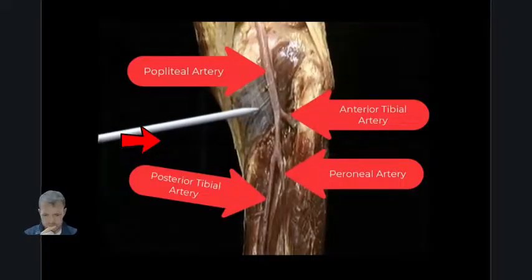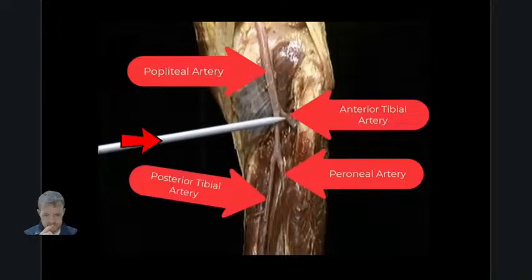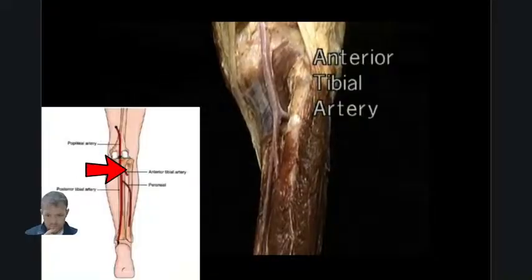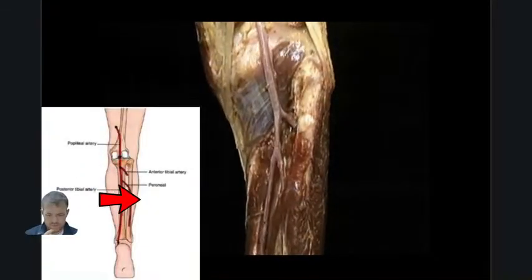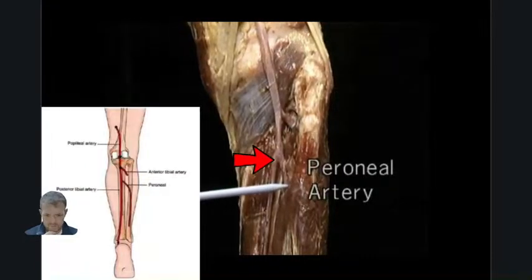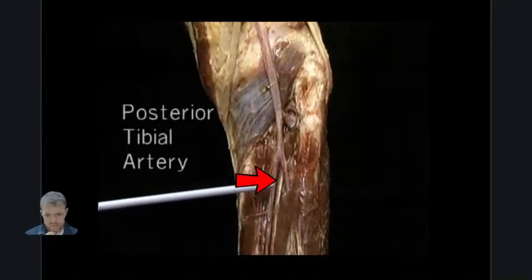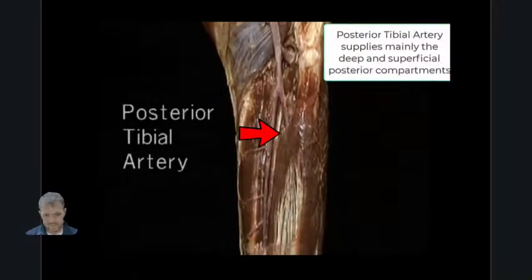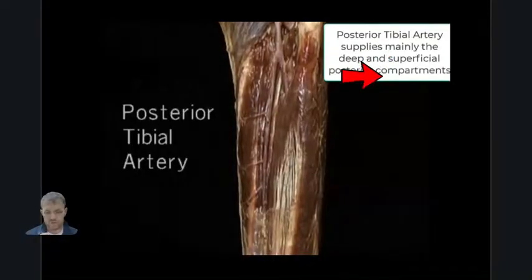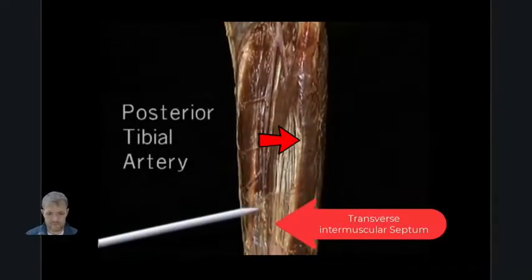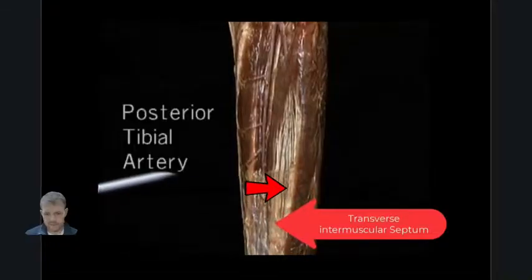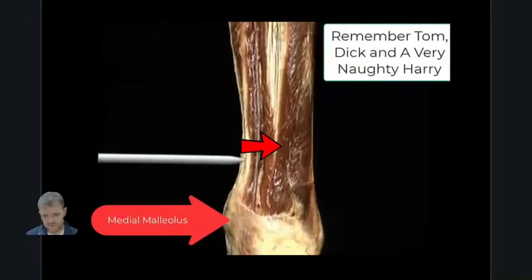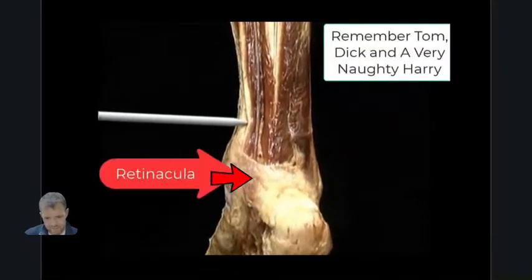Here we go. So there it is there. Anterior tibial, peroneal, fibularis. And then there it is coming down there. This is the one we're interested in at the moment. This is really, really deep. It supplies the deep and superficial posterior compartments, which we looked at before. There's your transverse septum. And then here we are getting towards the ankle. There's the medial malleolus. This is the retinaculum.